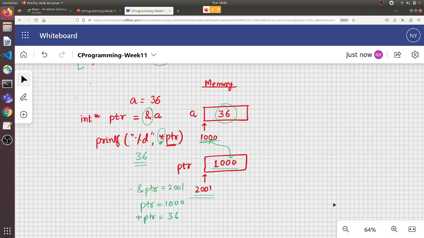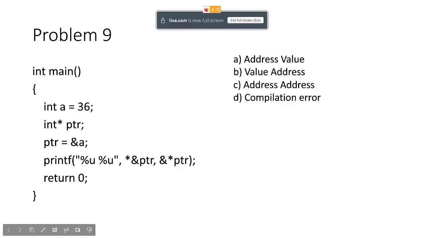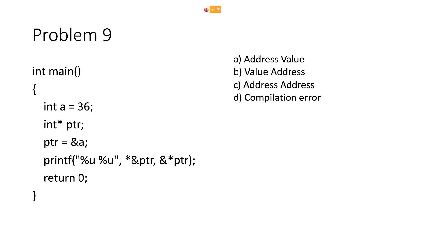Okay, perfect. For this question, we just need to know what the ampersand and star operators are, and we have already understood these. So this is printf %u, and these two options are there: star ampersand ptr, and ampersand star ptr. Both will print 1000 only, no? Yeah, both will print 1000.